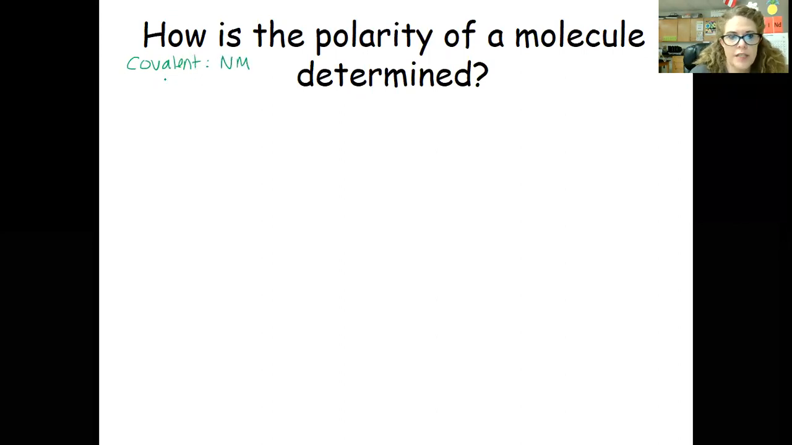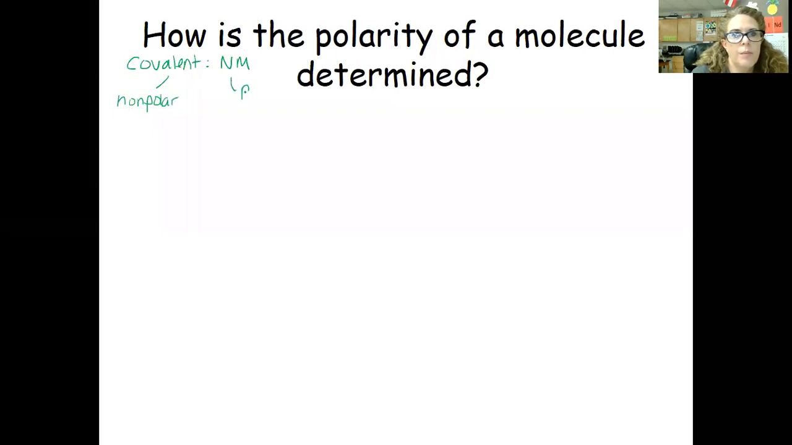And we have two different types of covalent bonds. We have nonpolar covalent bonds, and we have polar covalent bonds. Actually, I want that arrow to go from over there, not over there. So I'll make that a prettier arrow. All right, so polar and nonpolar covalent bonds.